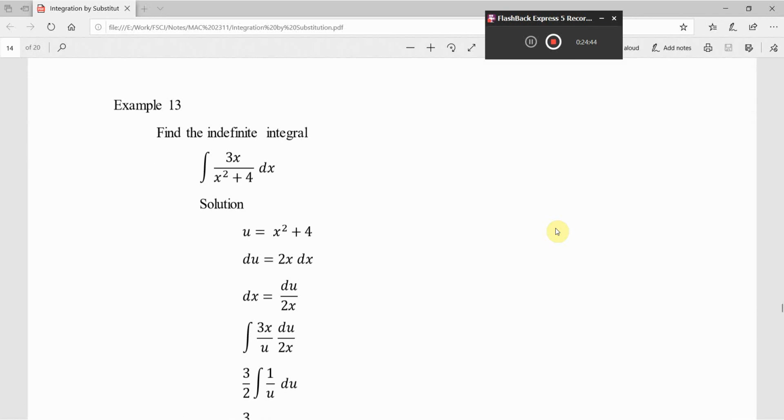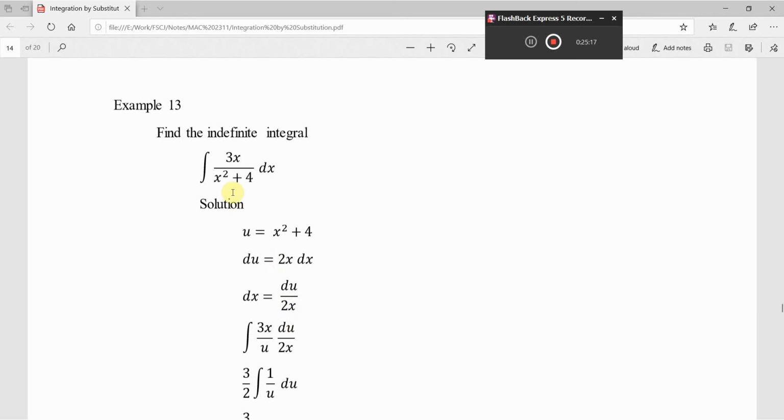All right, number 13, find the indefinite integral. So I have the integral of 3x over x squared plus 4 dx. So my solution, u is equal to x squared plus 4. So u is equal to the bottom of this fraction. du is going to be 2x dx, and that gives me dx is equal to du over 2x.